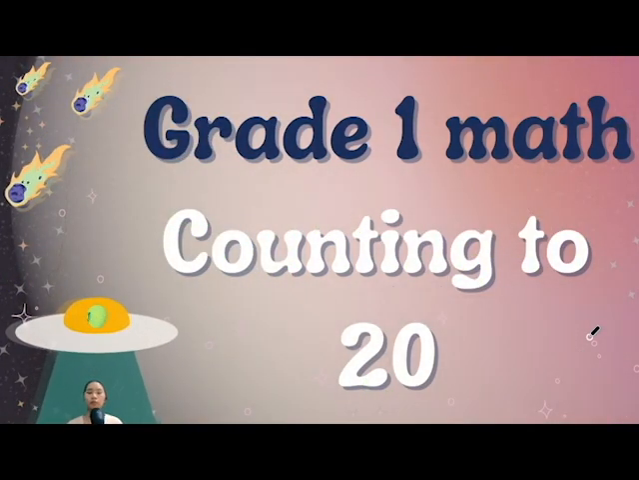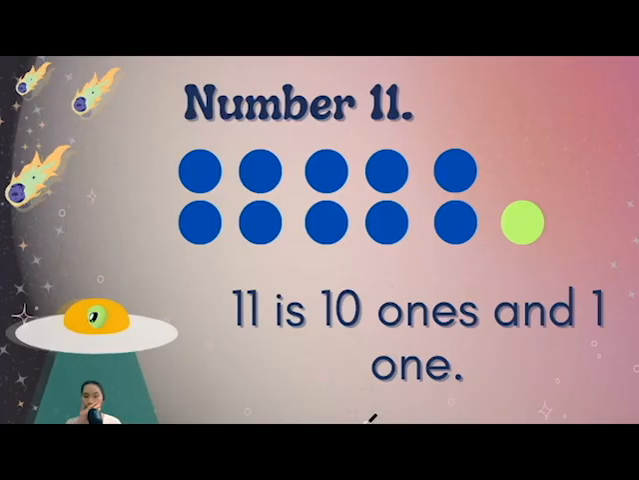Today's lesson we will be counting to 20. So how do we do that? First off, I'm going to introduce to you how to count the smaller numbers first. So we're going to start at 11 and then we're going to work our way through 20. Okay, and it's very simple. You don't need to be afraid if it's a big number.